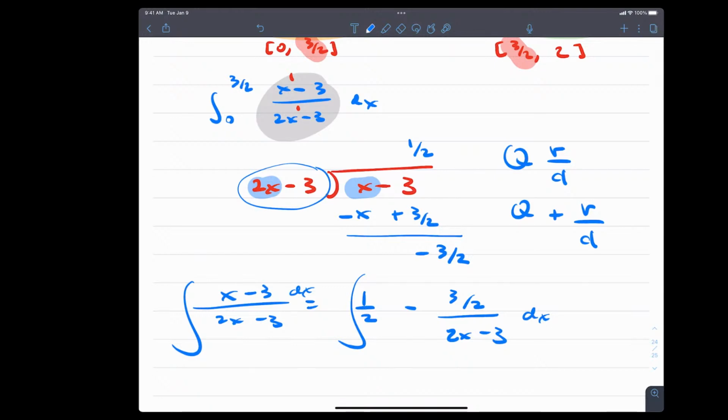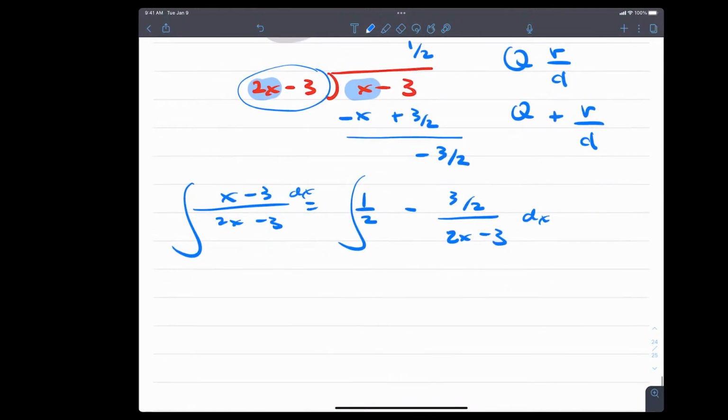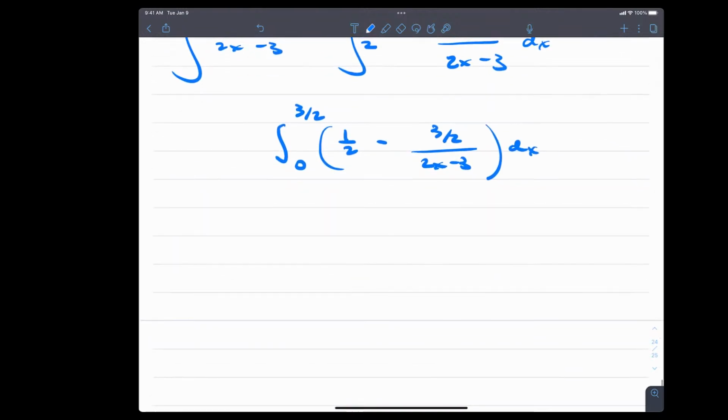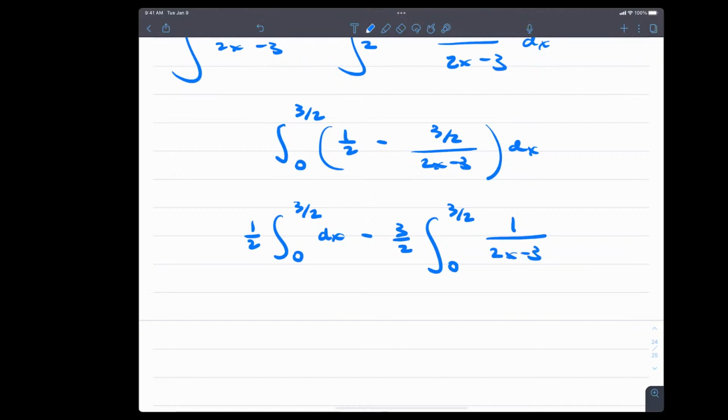And I can say you can kind of kick that around. That's helped me out tremendously. So this is from 0 to 3/2. So here's what we're saying here. Integrate from 0 to 3/2, 1/2 minus the 3/2 over 2x minus 3 dx. 1/2 integral from 0 to 3/2 dx minus 3/2 integral from 0 to 3/2 of 1 over 2x minus 3 dx.